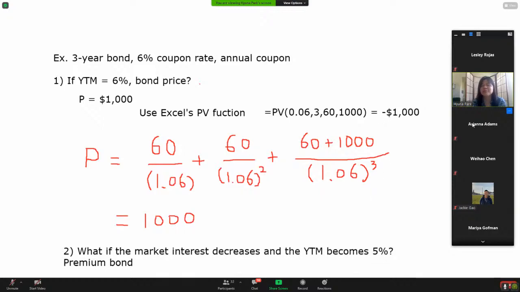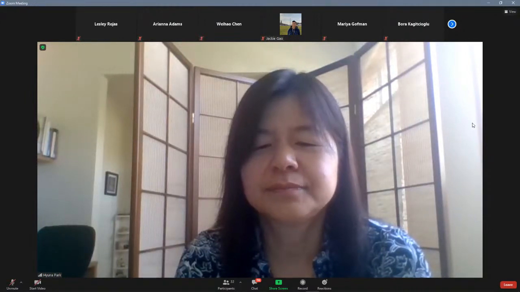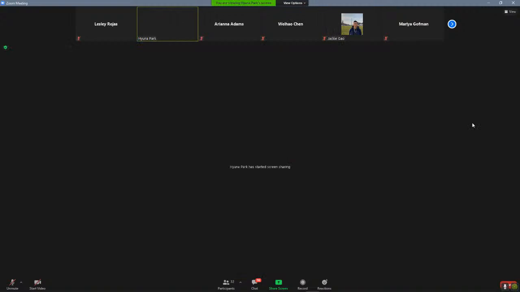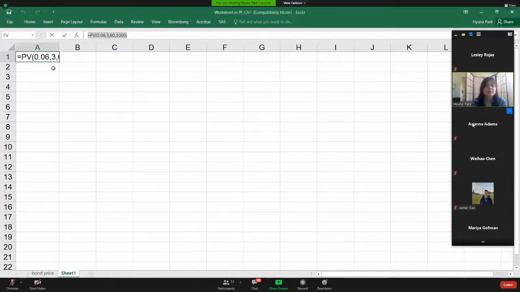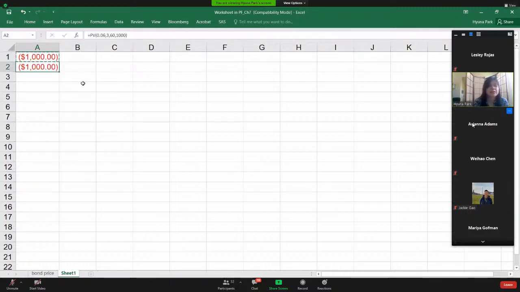So let me share an Excel file. Here you see the bond price was 1,000. Let me copy this and change it. In the second cell, we use 5% instead of 6%. You see the bond price becomes above 1,000, $1,027.26. Why? Because yield went down, bond price went up. So this becomes a premium bond.